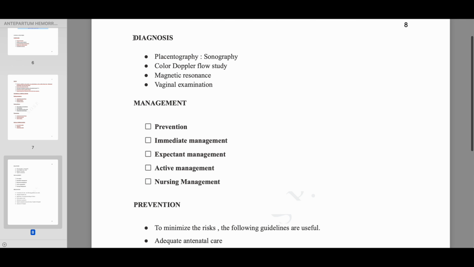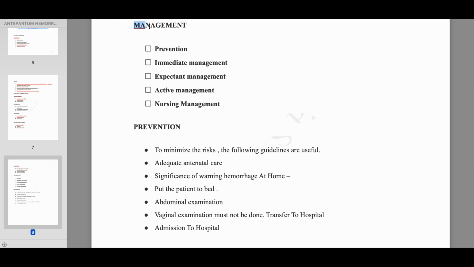So now let's see how we can diagnose this condition. Placentography. How can we do this? By sonography only. Color Doppler flow study, magnetic resonance, vaginal examination. So these are all the diagnostic evaluations for this condition. So how will we manage this condition? The management can be done on the basis of 5 different fields: prevention, immediate management, expectant management, active management, and nursing management.